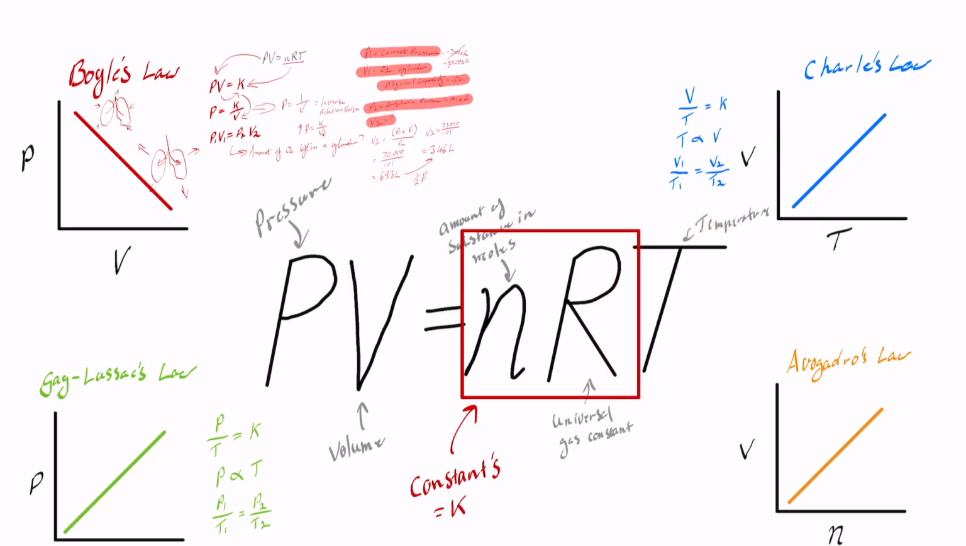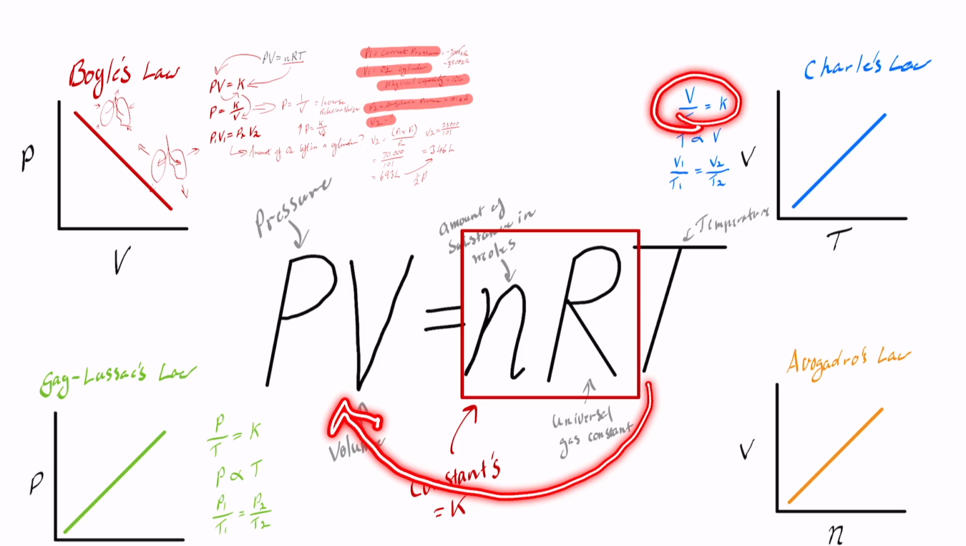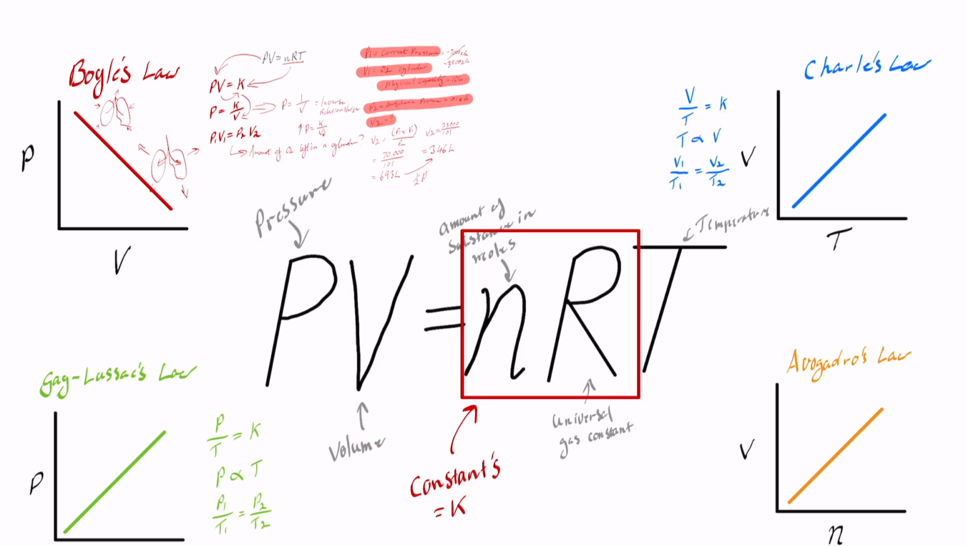So to begin this equation, we want to just put temperature onto the same side of the equation as volume. And to do this, because it's our constants times temperature, we can actually then divide by temperature on both sides, which will give us volume over temperature equals our constants.